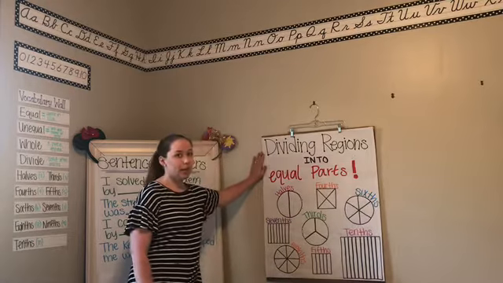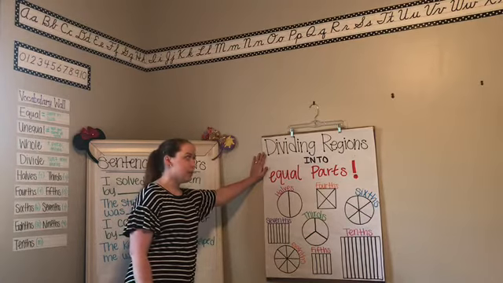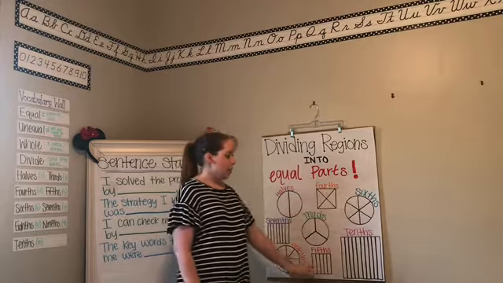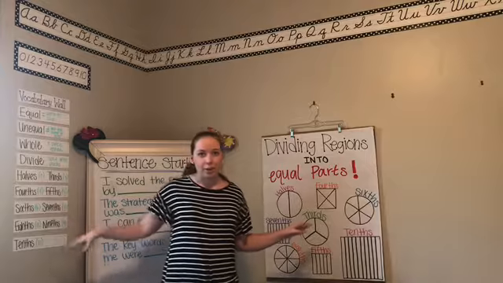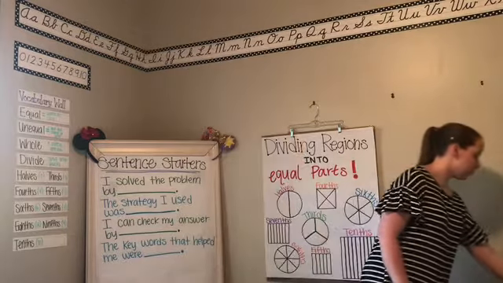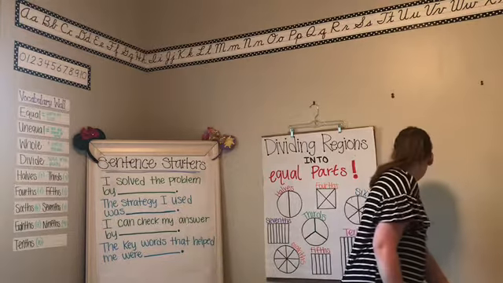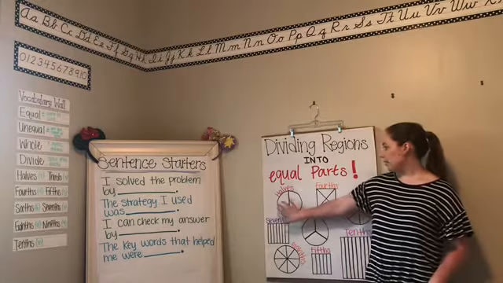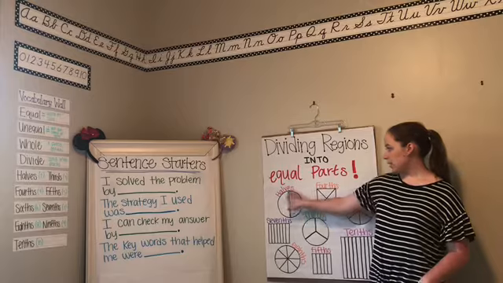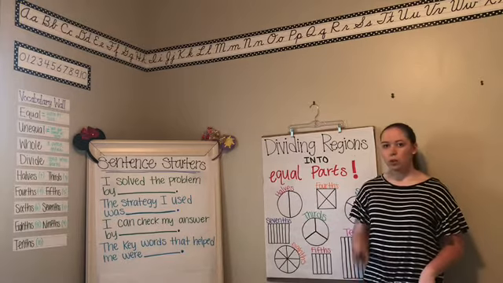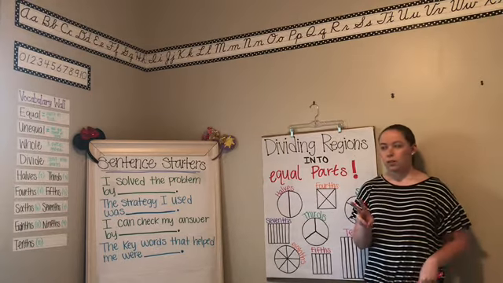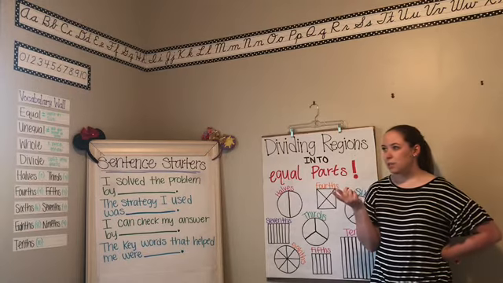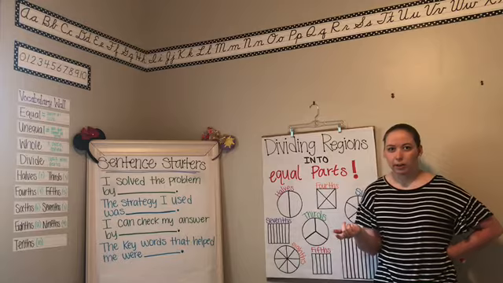So now we're going to be talking about dividing regions into equal parts. I have some examples of the vocabulary that we talked about today. Okay, so let's look at this first one. We have this circle split into two parts. I know it's written there, but I want you to tell me, how many parts was it split into? Let's use a vocabulary word.